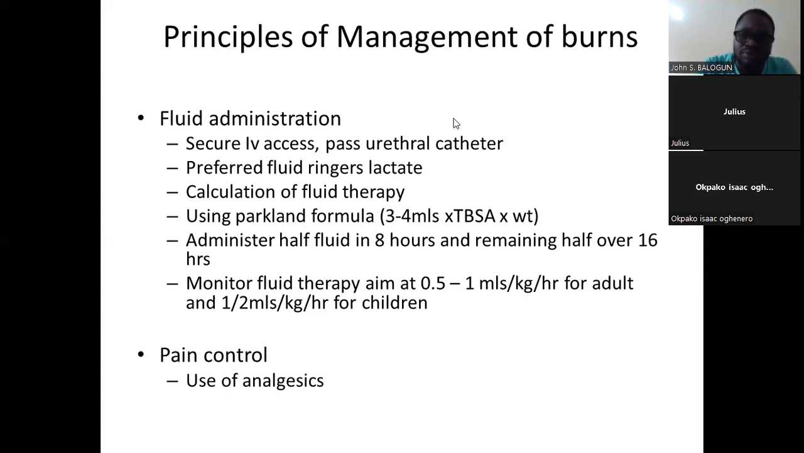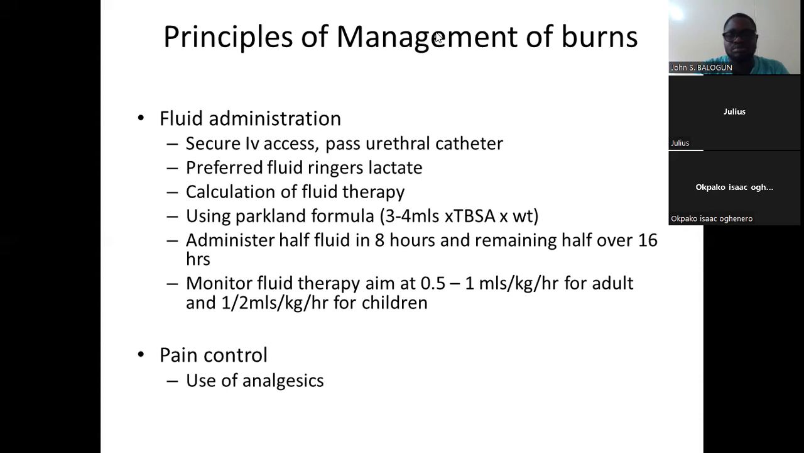Now, if the patient comes 4 hours after the burn, it simply means that the amount of fluid they are supposed to give over 8 hours, you will have to give it over 4 hours. So the answer will now be 3 liters over 4 hours. Are we communicating? I understand. Okay, fine.